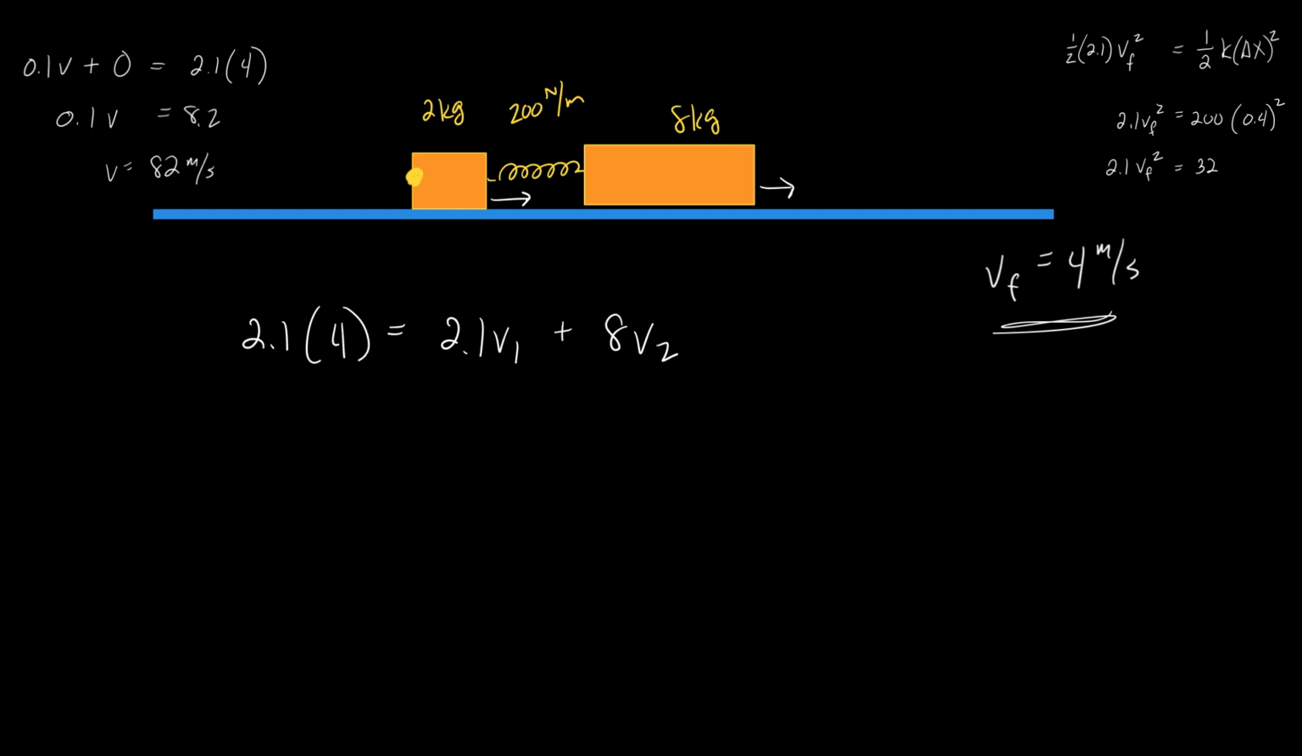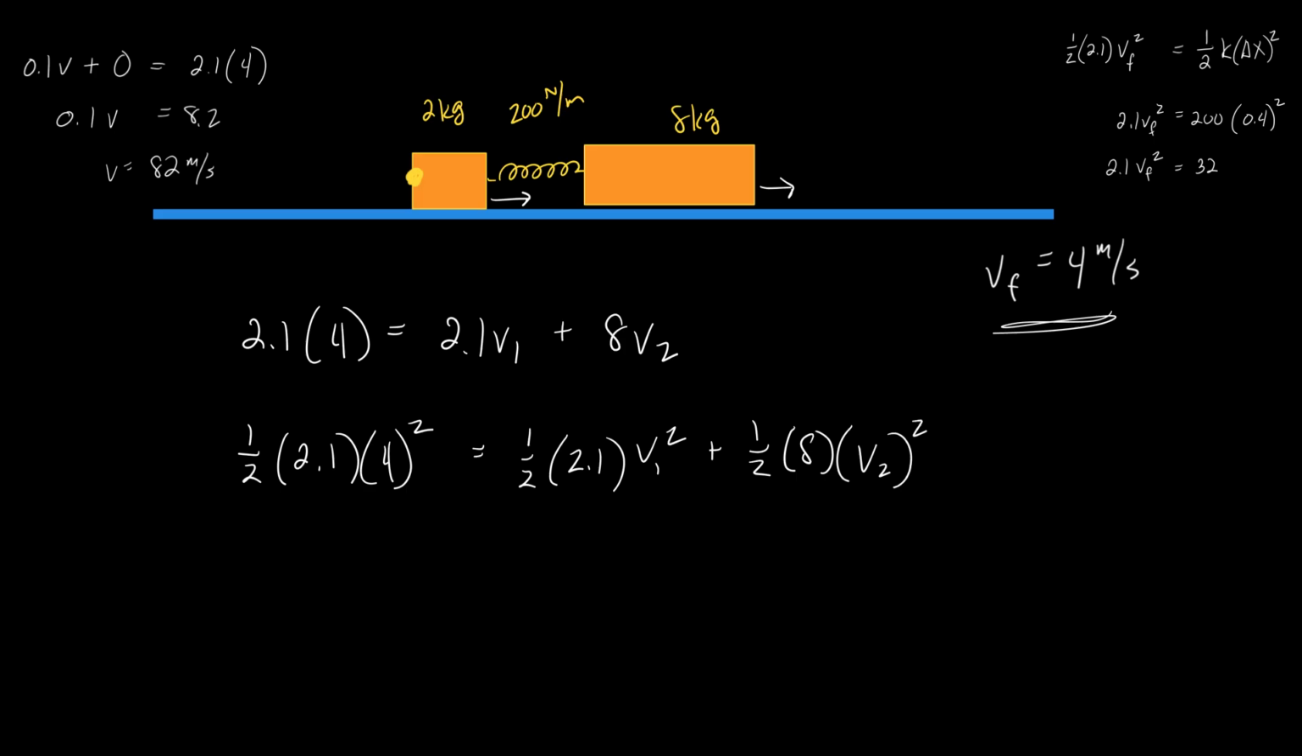But energy is conserved in this case because any of the energy that would have been lost was actually in the spring. So when the spring regains its original length, it gives that energy back to both the blocks. So we'll have 1/2 times 2.1 times 4 squared, the original energy in the system. You could have also used the 1/2 k x squared for the energy that was in the spring, but the x here is different, so this is the best one to use. This has to equal 1/2 times 2.1 v1 squared plus 1/2 times 8 v2 squared.